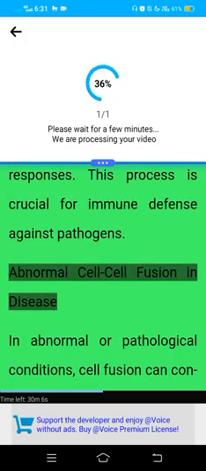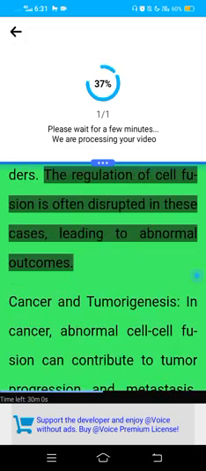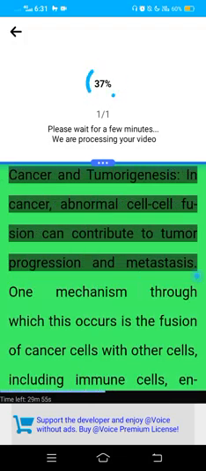Abnormal cell fusion in disease. In abnormal or pathological conditions, cell fusion can contribute to the progression of diseases such as cancer, viral infections, and genetic disorders. The regulation of cell fusion is often disrupted in these cases, leading to abnormal outcomes.